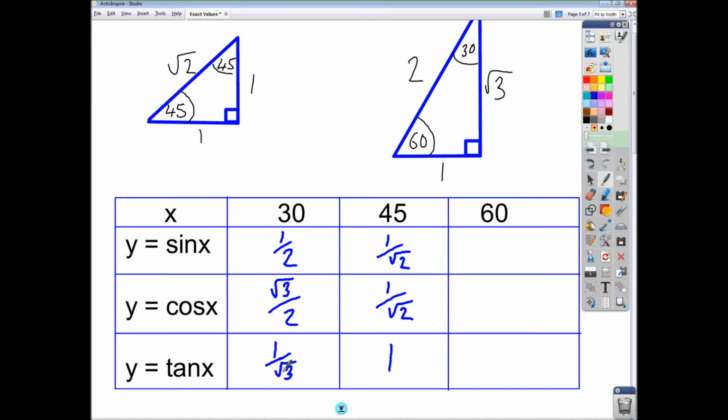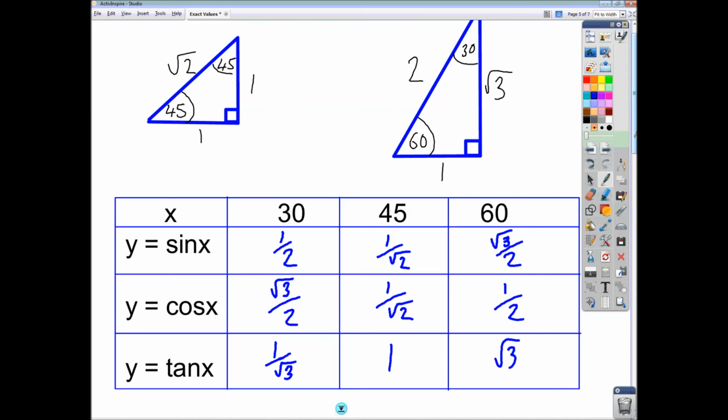Okay. Now for 60, when we are considering the angle 60, this is the opposite. This is the hypotenuse, and this is the adjacent. So sine of 60 is going to be opposite over hypotenuse. So root 3 over 2. Cos of 60 is going to be adjacent over hypotenuse, which is 1 over 2. And tan of 60 is going to be opposite over adjacent, which is root 3 over 1, which is just root 3.